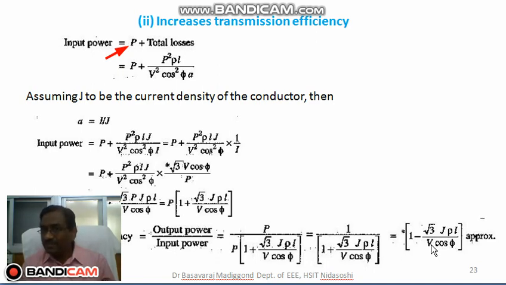If V increases, this term decreases. If this term decreases, the whole term increases. Therefore, if the transmission line voltage increases, the transmission efficiency also increases.